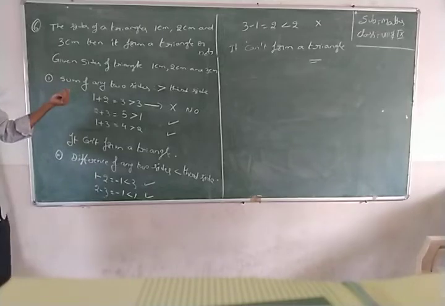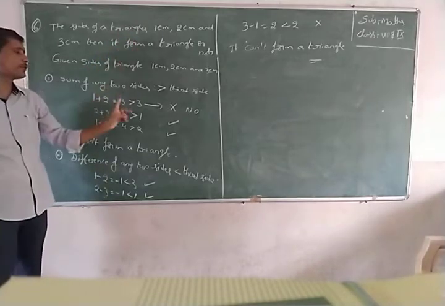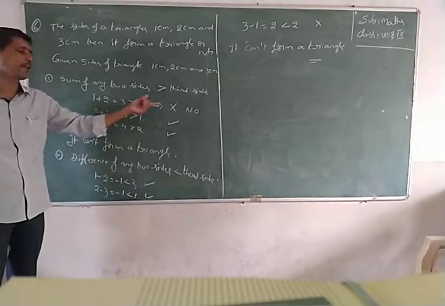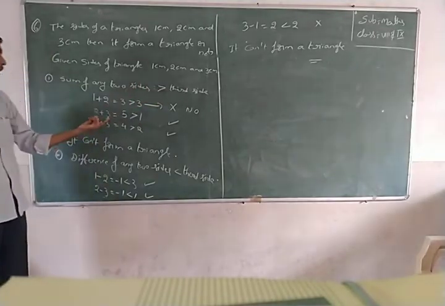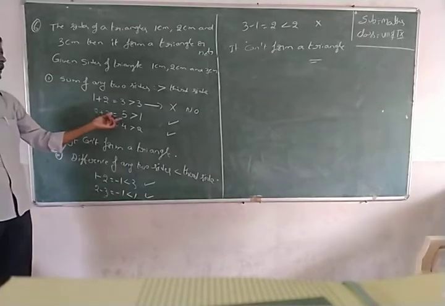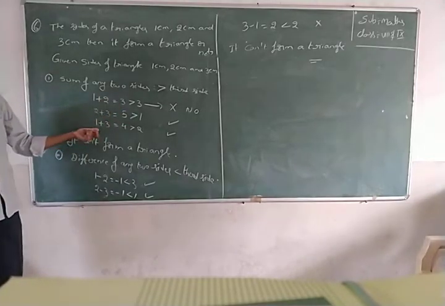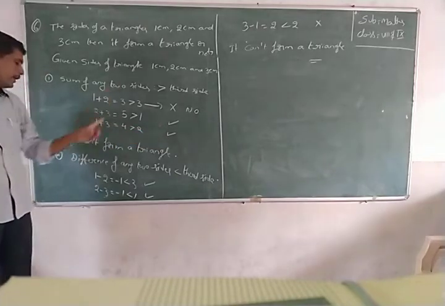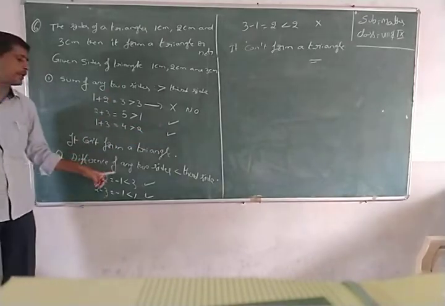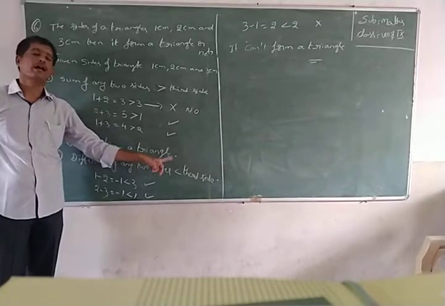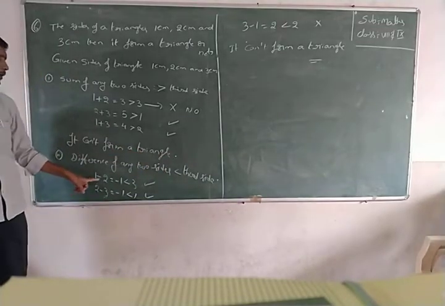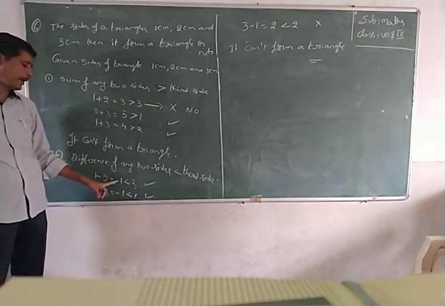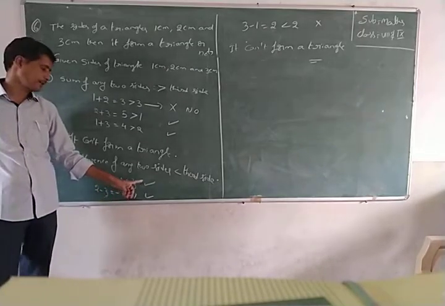The sum of any two sides: 1 plus 2 equals 3. Is 3 greater than 3? No, both are equal, so the condition is failed. Here 2 plus 3 equals 5, 5 is greater than 1, yes okay. 1 plus 3 equals 4, 4 is greater than 2, that is also okay. Next, the difference of any two sides is less than the third side. 1 minus 2 equals minus 1, which is less than 3, yes okay.